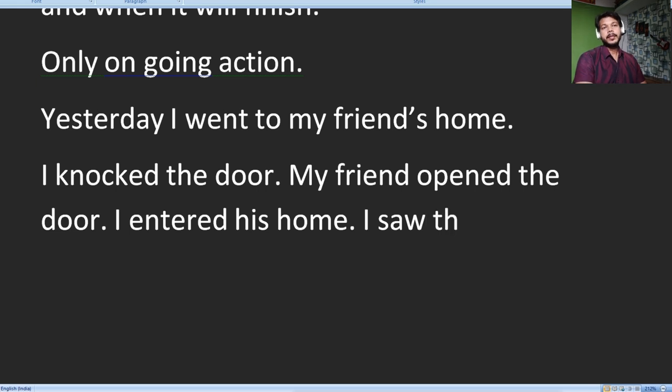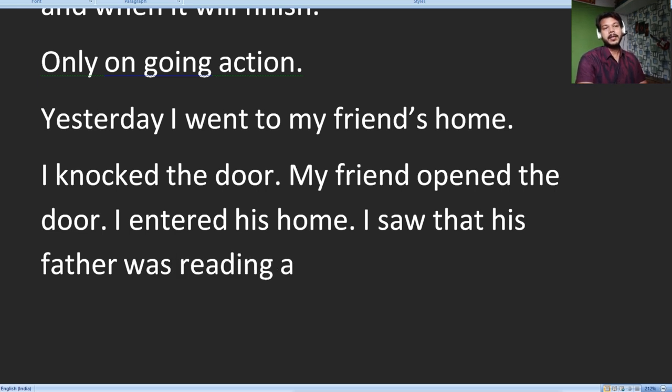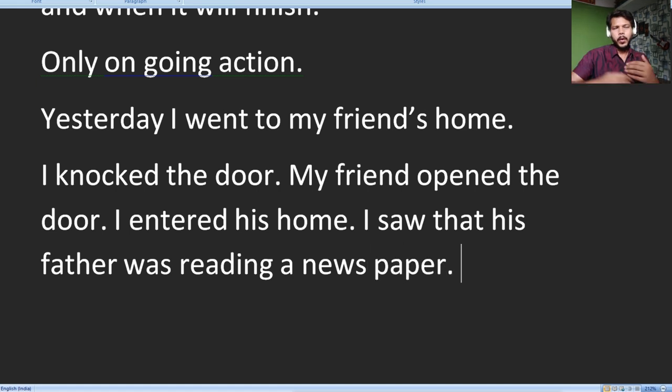I saw that. Now I'm talking about his father. Now what I saw? I saw something going on. So I have to say, I saw that his father was reading a newspaper. What do I want to tell you? I want to tell you, like, when I saw that time, newspaper reading activity was going on. It was going on. I cannot say his father read a newspaper. No, I can't say this.